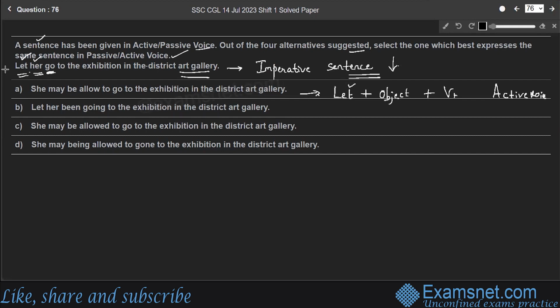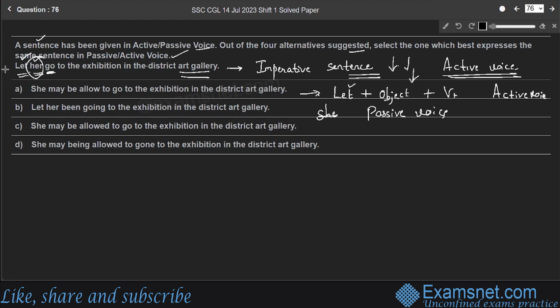Therefore, the given sentence is in active voice. Right? So if the active voice is in this form, the passive voice of the imperative sentence starts with the subject. Here the subject form of her is she, right? So the passive voice format, we'll write the format first.